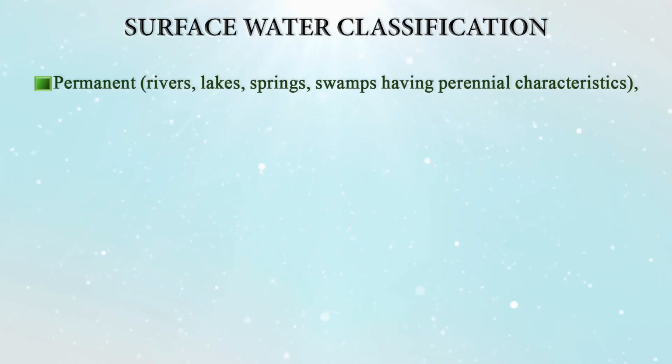Now there are three types of surface water. They are permanent, semi-permanent and man-made. So permanent surface waters are those where the rivers are perennial, so they don't dry up in the arid season. They have water throughout the year. So those lakes, rivers, springs, swamps having water throughout the year are called permanent surface waters.